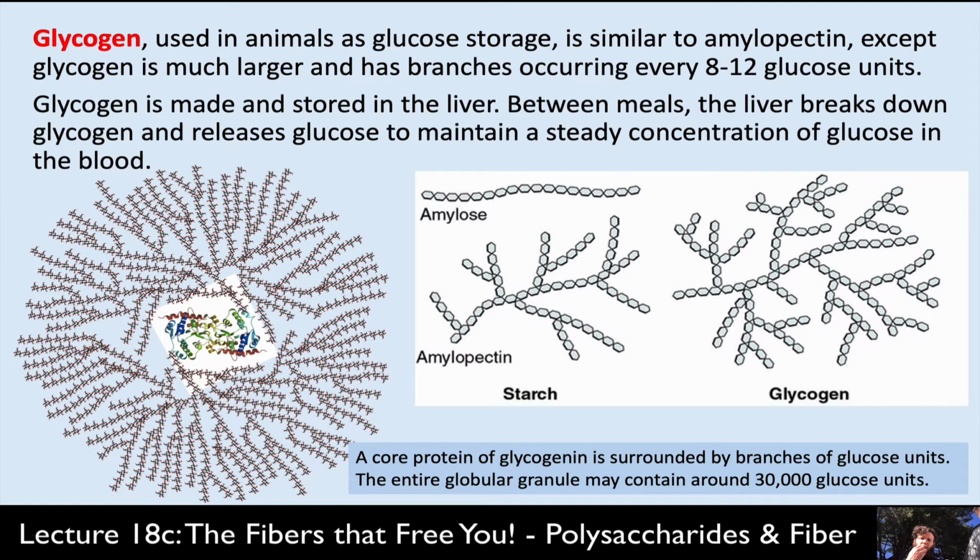All right. So this is all in vegetables. In animals, animals do the same sort of thing, and instead of amylopectin, they make something called glycogen.